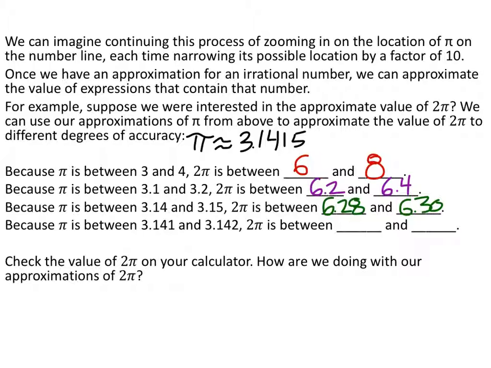We can continue this process to the next one. Because pi is between 3.141 and 3.142, 2 pi would be between 2 of each of those. So that'd be 6.282, and 2 times 3.142 would be 6.284.